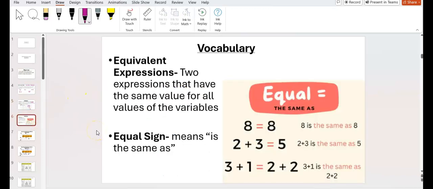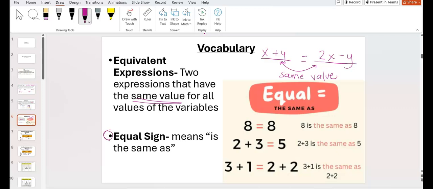All right, the next 2 vocabulary words are equivalent expressions and equal signs. We know that equivalent expressions are 2 expressions that have the same value for all values of the variable. And basically, it means that whatever is over here is the same as whatever is over here. These 2 things have the same value. And if there are any x's or y's, then it is the same value as this x on this side or this y on this side. Those would be the same values.